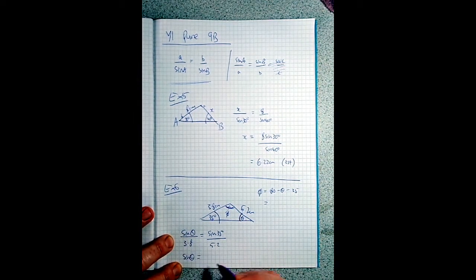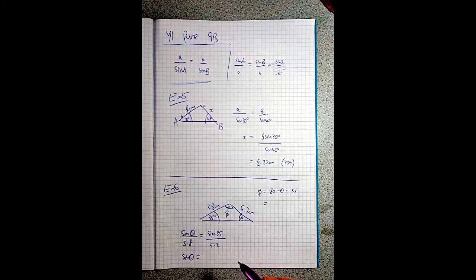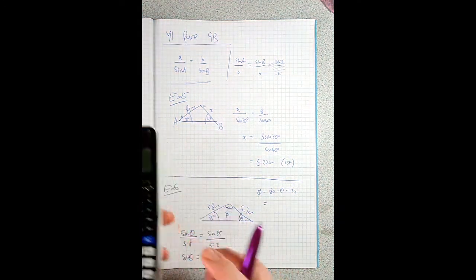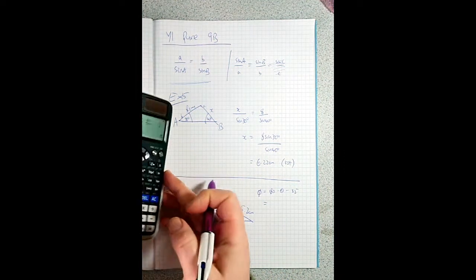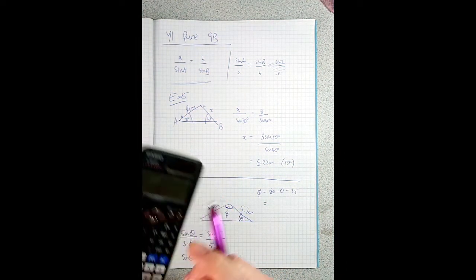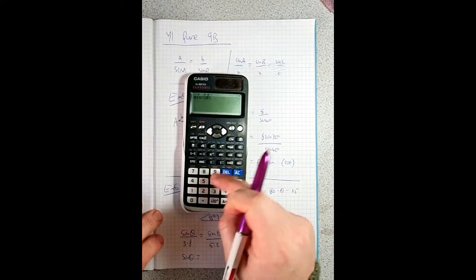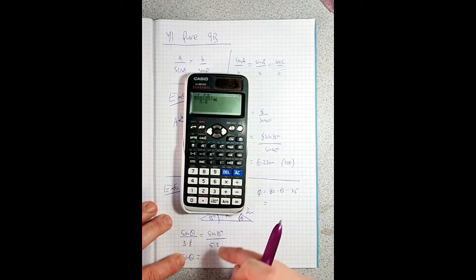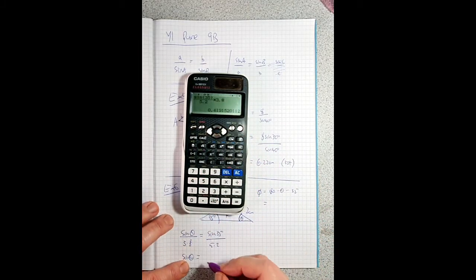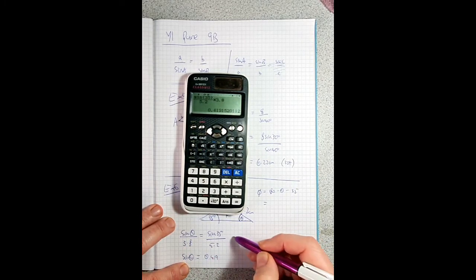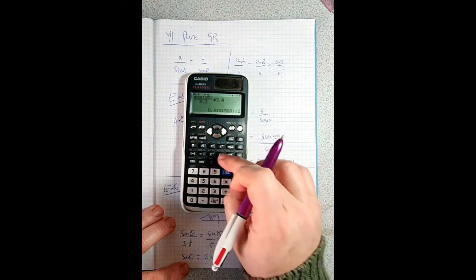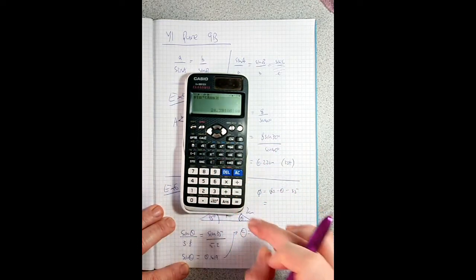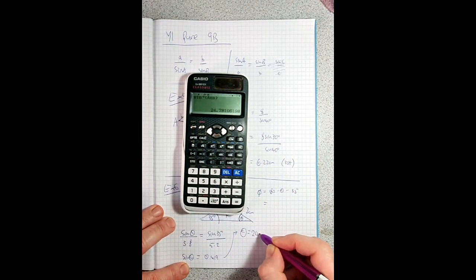So sine theta equals, multiply both sides by 3.8. Going to make sure I'm in degrees, I am. Sine 35 over 5.2 multiplied by 3.8, 0.419. I'm going to just stay on this page. So theta equals inverse sine of that, 24.78.